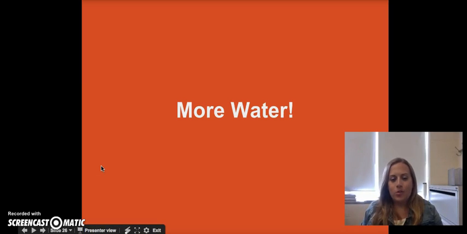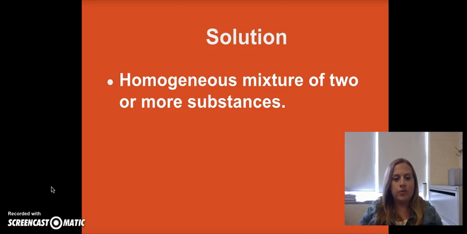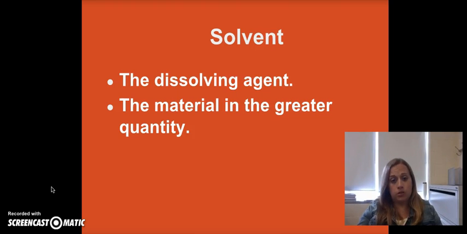Hey guys, we are going to keep talking about water right now. We talked a lot about the various properties of water in the last lecture, and we're going to keep talking about water. We're going to focus on water as a solvent. Water will form a solution with many materials, and again, this is because of hydrogen bonding. And a solution is any time that you have a homogeneous mixture of two or more substances.